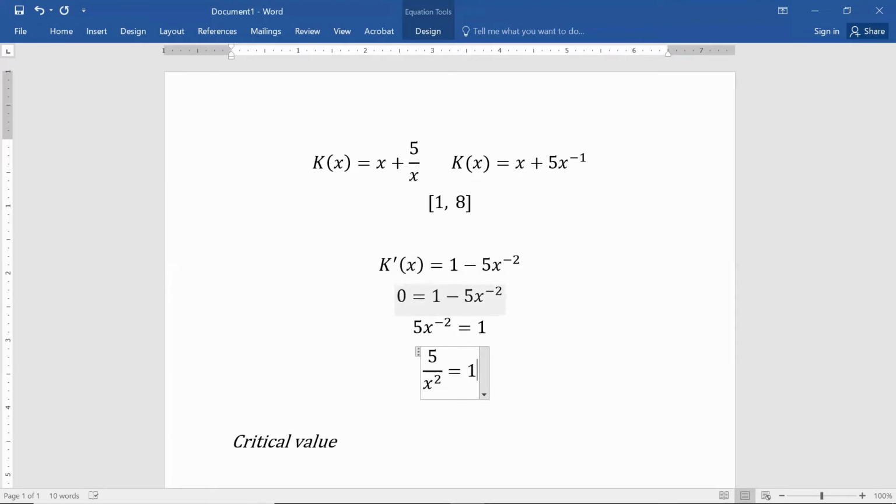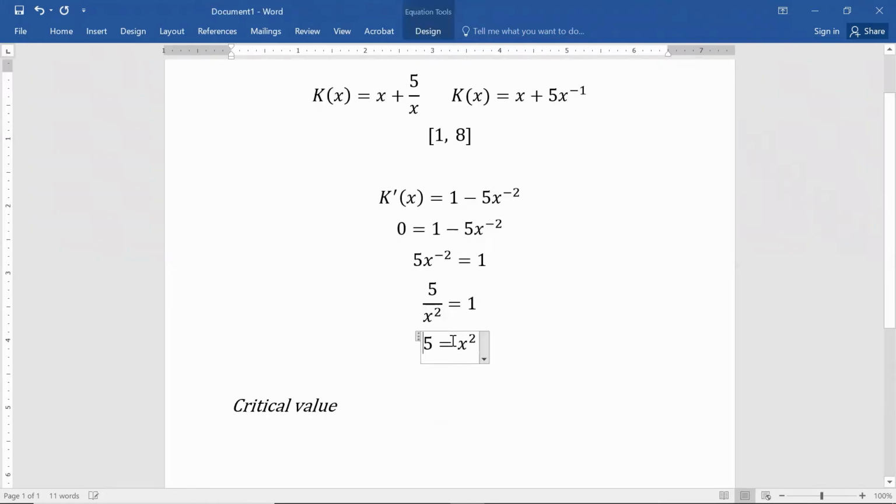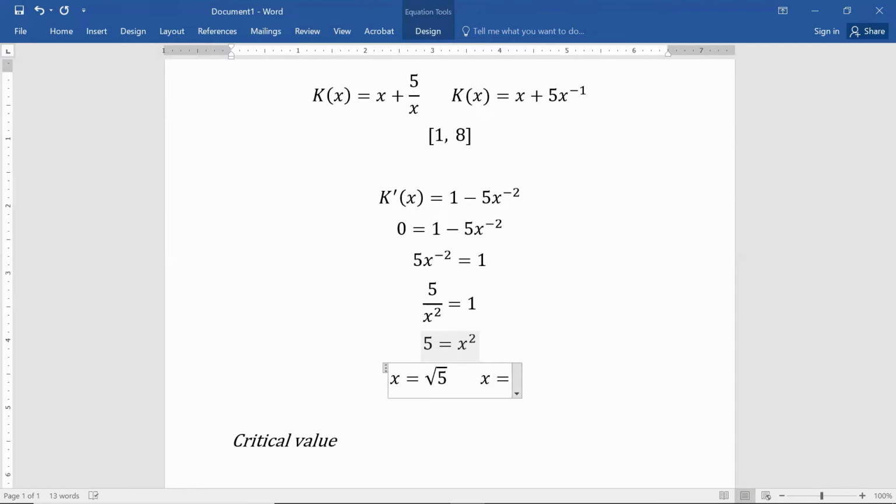This is a little bit easier to see because I can multiply both sides by x squared. We get 5 is equal to 1 times x squared, which is just x squared. This means that x is either the positive square root of 5 or x is equal to the negative square root of 5.